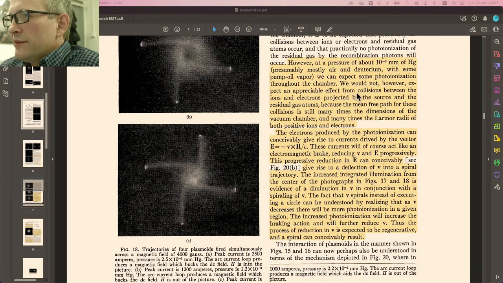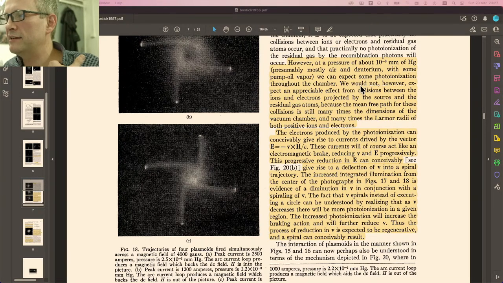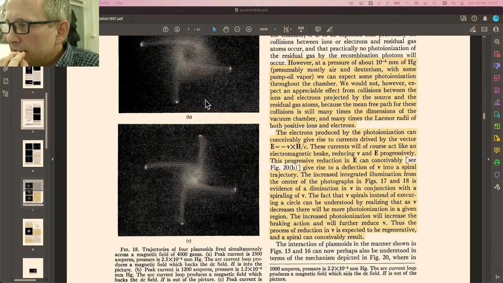We would not, however, expect an appreciable effect from collisions between the ions and electrons projected by the source and the residual gas atoms. Okay, ours aren't projected by the source. Either an instability is reached in the ball lightning, or it's ejected some mass just to keep itself stable. Anyway, in his case, he was effectively ejecting some mass to keep the system stable, but from a discharge.